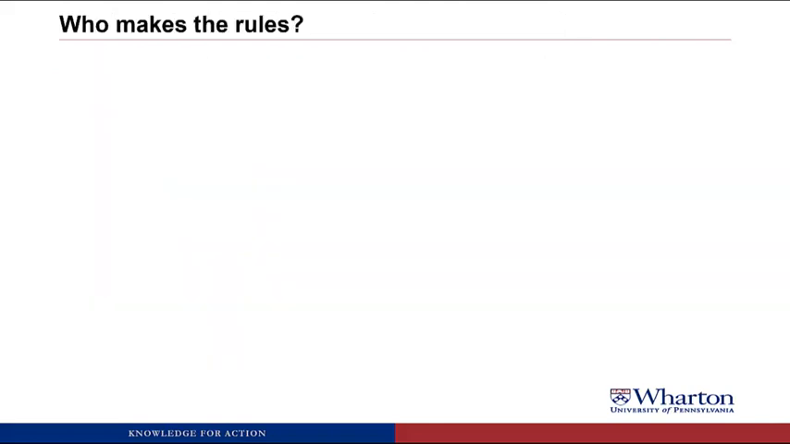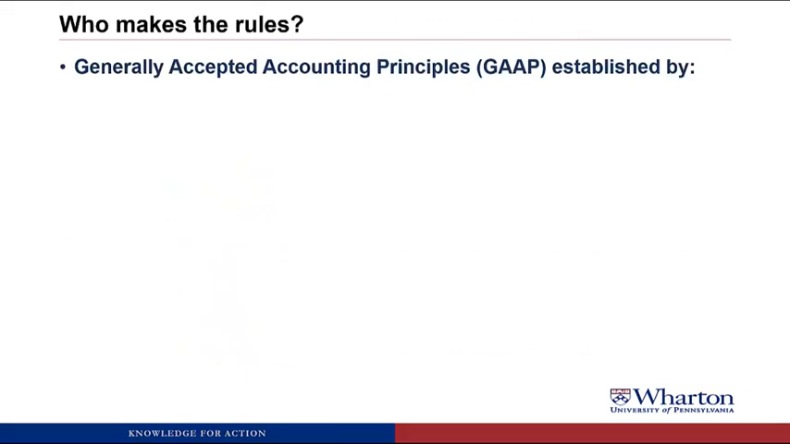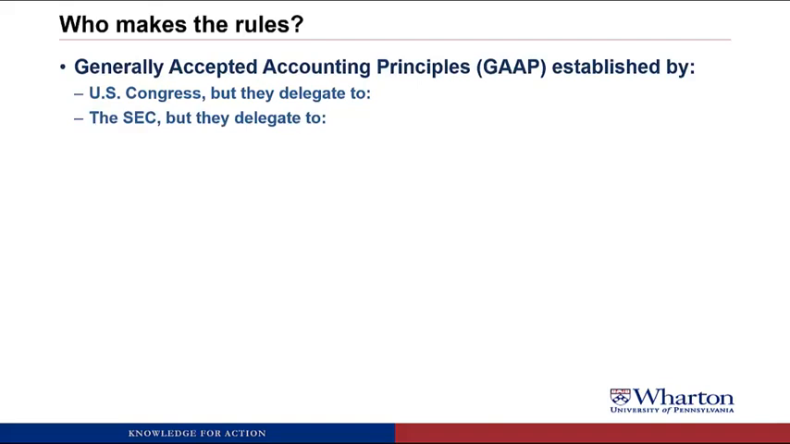So who makes the rules? Generally accepted accounting principles, or GAAP, are established by the U.S. Congress, but they're usually too busy trying to do things like investigating steroids in baseball or figuring out whether they should shut down the U.S. government again, that they don't have time to do accounting standards. So they delegate to the Securities and Exchange Commission. But they're often too busy trying to catch the bad guys, so they don't have time to make the rules. So they delegate to the Financial Accounting Standards Board, or FASB, which is a 7-person board in Norwalk, Connecticut, that has the authority to make accounting rules in the U.S.